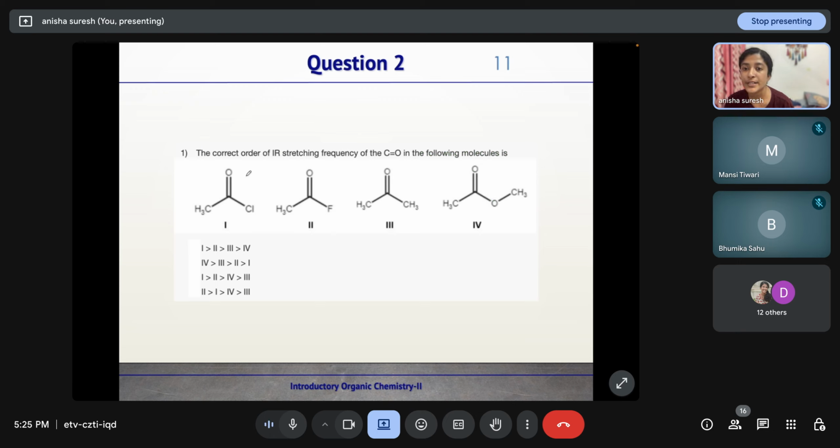So now coming to question number 2. The correct order of IR stretching frequency of the C double bond O in the following molecules is... Option D, fourth one. Okay, 2, 1, 4, 3. That is the right answer. So what will be the reason for that?